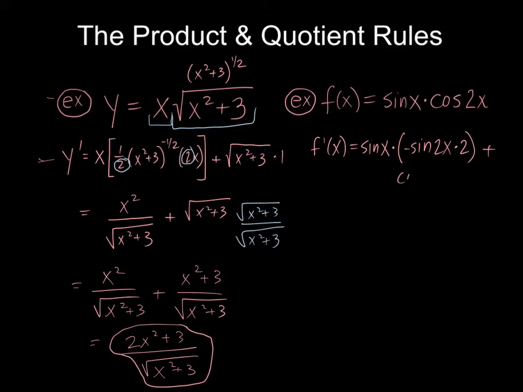Plus second function times derivative of first function. Derivative of sine is cosine. And there's that. So we've got negative 2 sine x sine 2x plus cosine 2x cosine x. Don't try to combine those to make a sine squared because they have different arguments. So they're not the same, so they're not something squared.